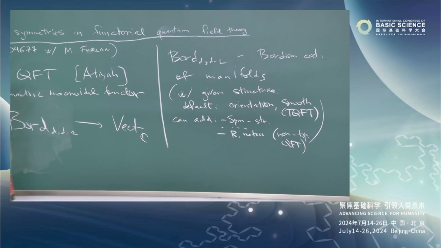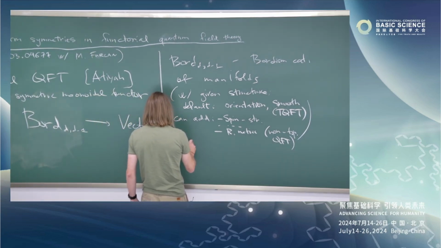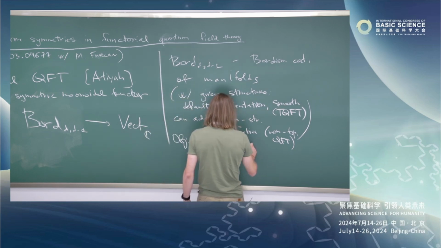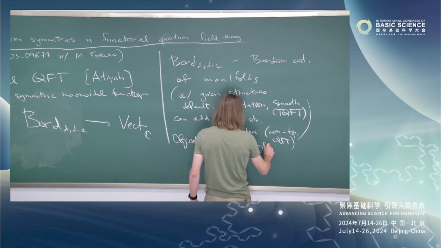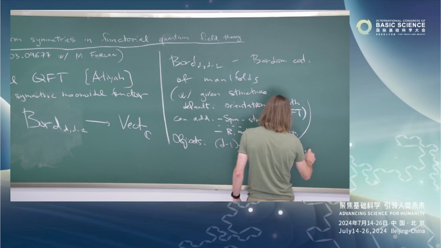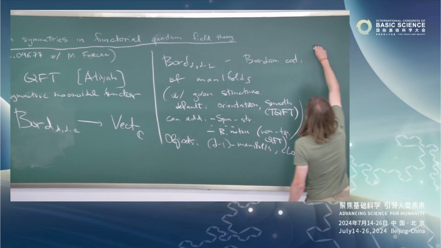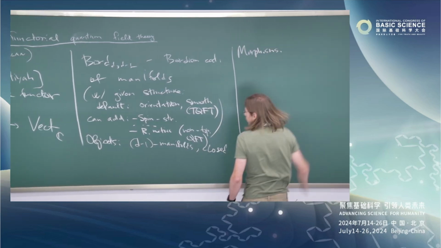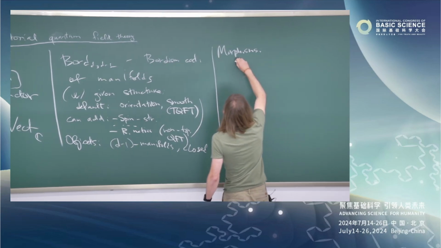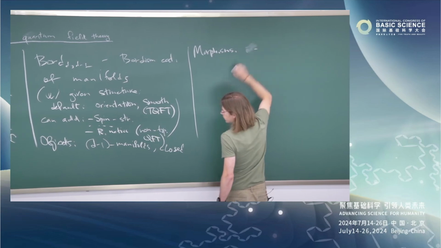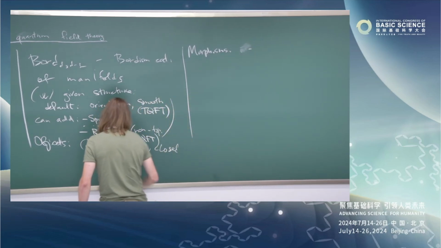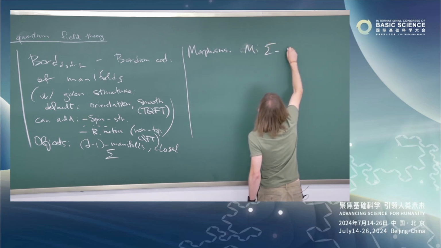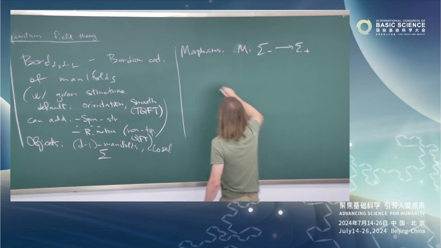Okay, and so in this category the objects are (d minus one)-dimensional closed manifolds, and the morphisms are d-dimensional manifolds, let's say bordisms from sigma minus to sigma plus.